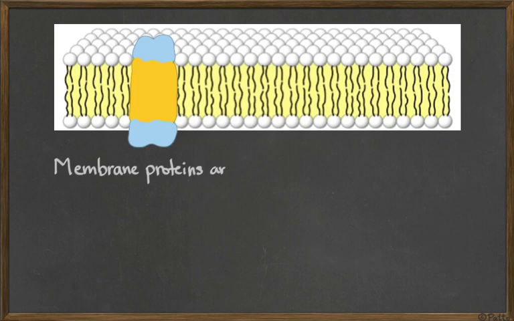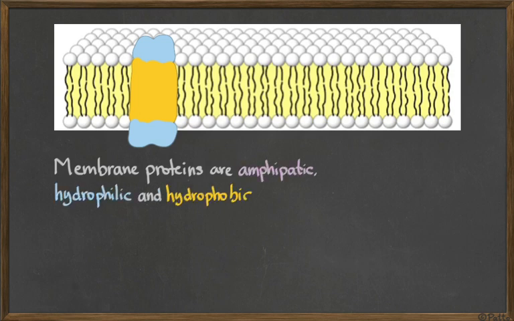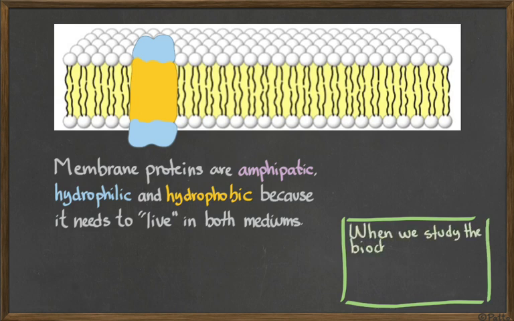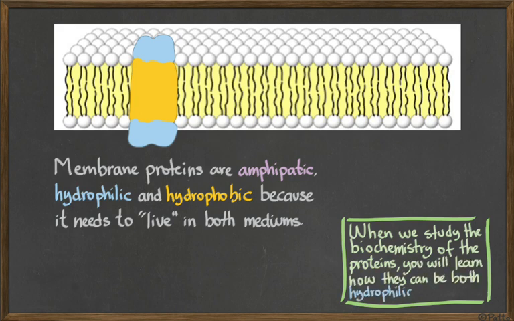So this is the idea: membrane proteins are amphipathic. The hydrophilic is in blue, the hydrophobic in yellow, and they stay in both mediums because they are hydrophilic and hydrophobic. Later, when you study biochemistry, you will learn more about proteins, hydrophilic amino acids, hydrophobic amino acids, and how all this is possible, so it will make more sense later. For the moment, just get the idea that these proteins are amphipathic, they have hydrophilic and hydrophobic parts, and they stay in there.